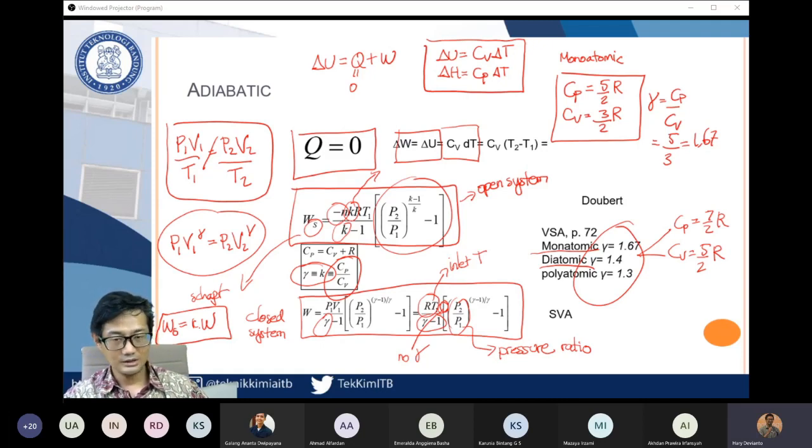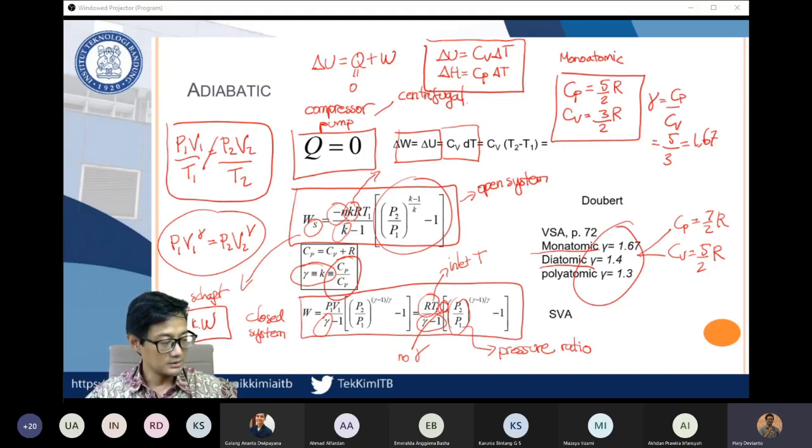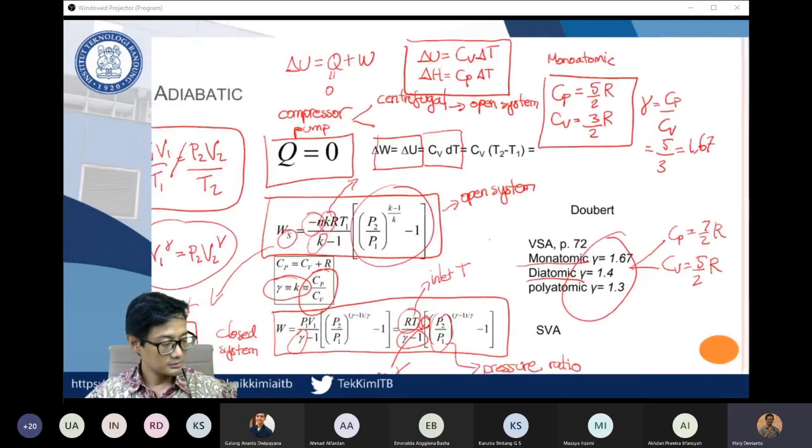Later on, you will understand there will be a difference between a centrifugal compressor and a positive displacement compressor. So there will be two different types of compressor or pump. The first one is centrifugal. This is based on an open system. And the second one is positive displacement.